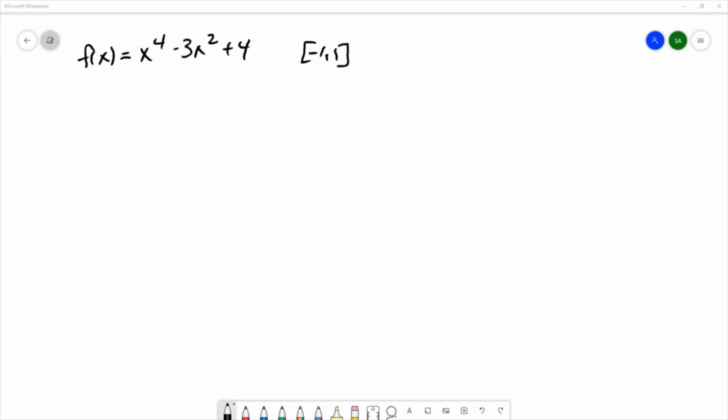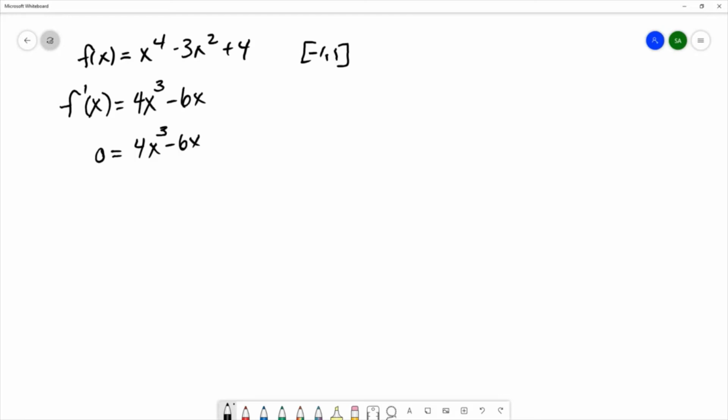Okay, we want to find the absolute extrema on the interval from -1 to 1 for the function f of x equals x to the 4th minus 3x squared plus 4. So first we need to find the critical numbers. We're going to calculate the derivative, and we'll use the power rule to get 4x cubed minus 6x. And then we want to find where this derivative is equal to 0.